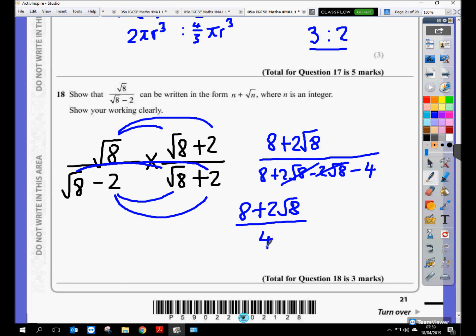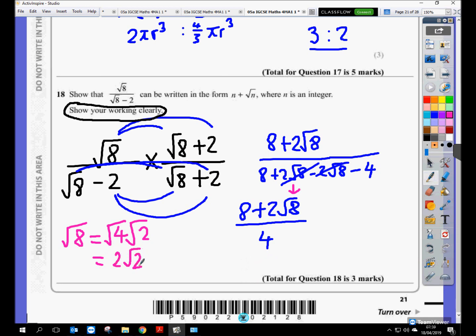over 4. Now, I have to show my working clearly. It's very dangerous on this question to use the calculator, because you're in danger of not showing your working clearly. With a surds question, they require you to show every detail. So root 8 can be simplified, and I'm just going to do that at the side here. I know that root 8 can be written as root 4 times root 2. 4 times 2 makes 8. And then root 4 root 2 is 2 root 2.